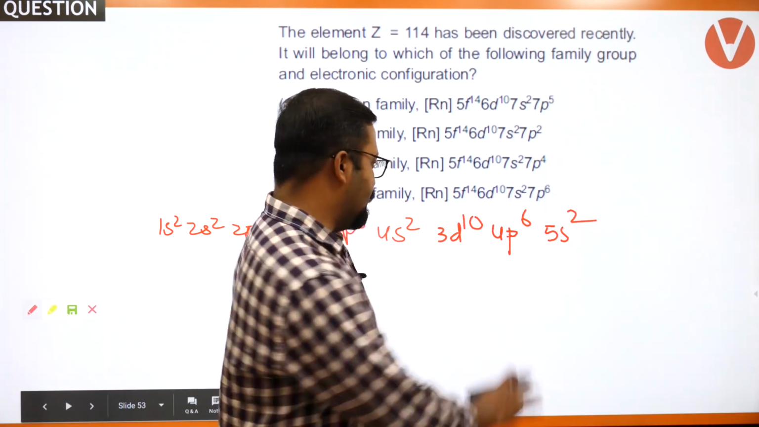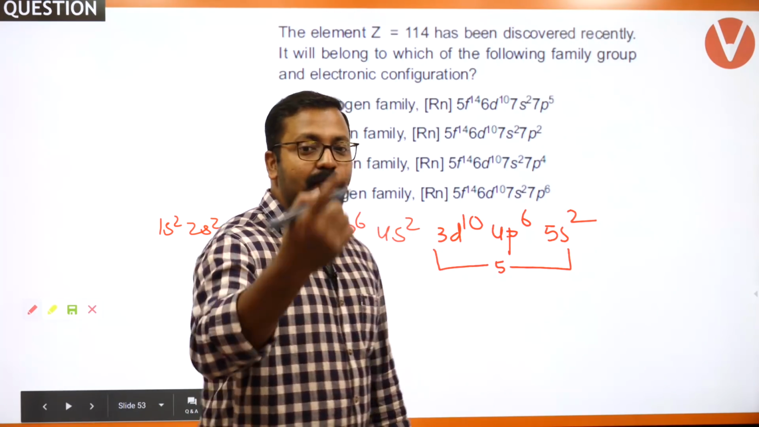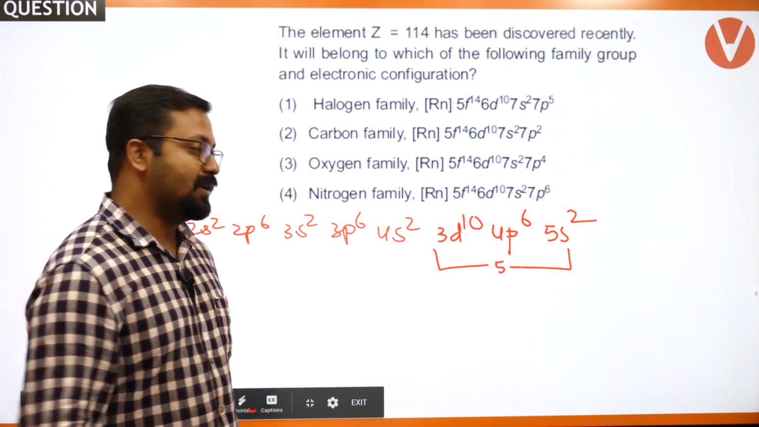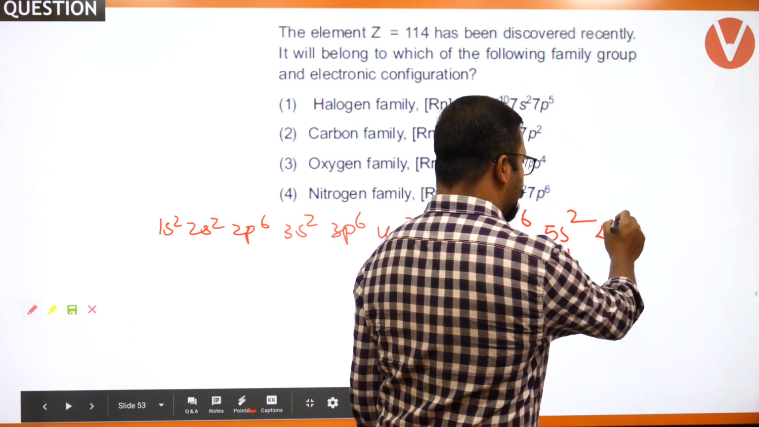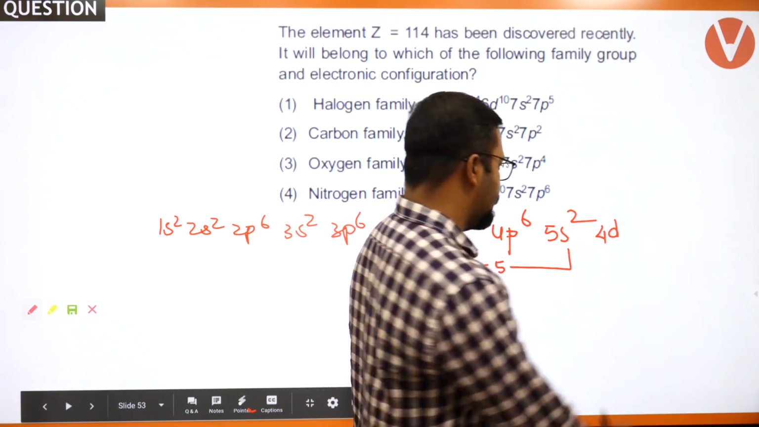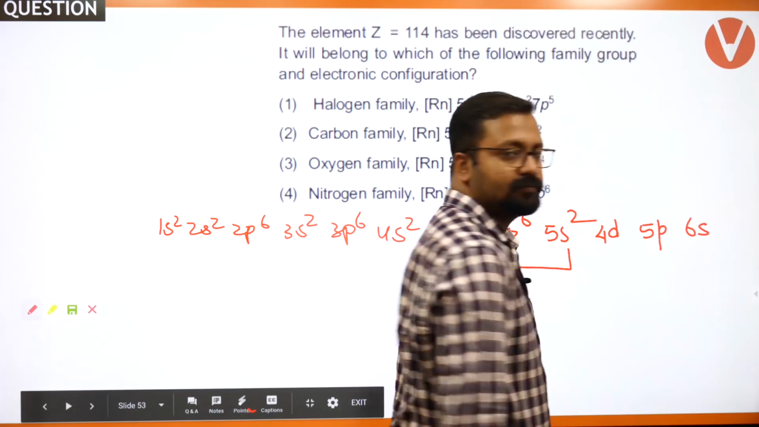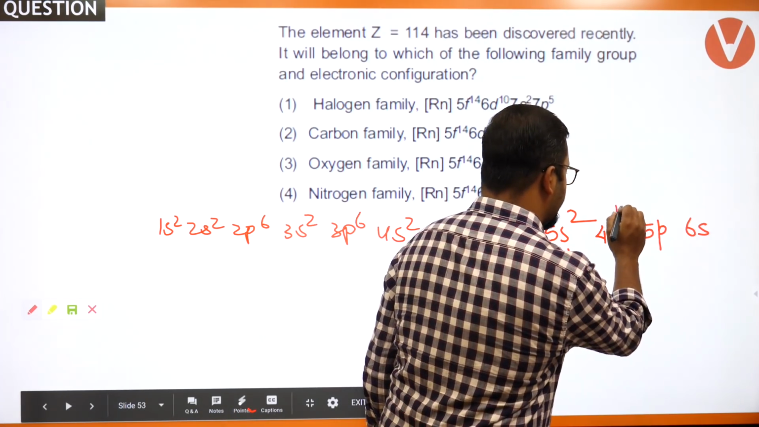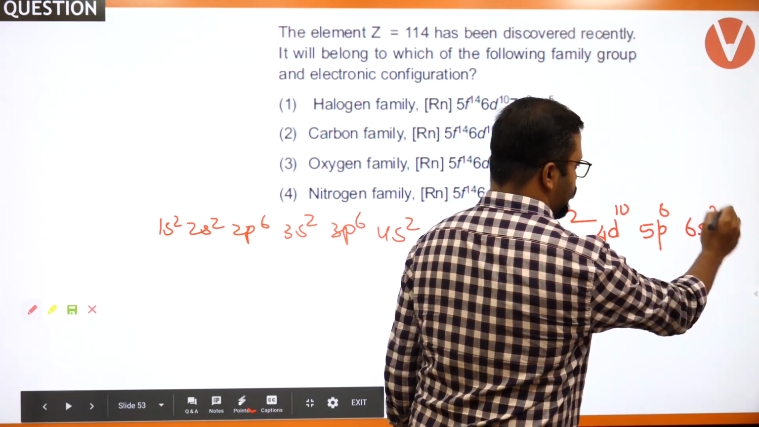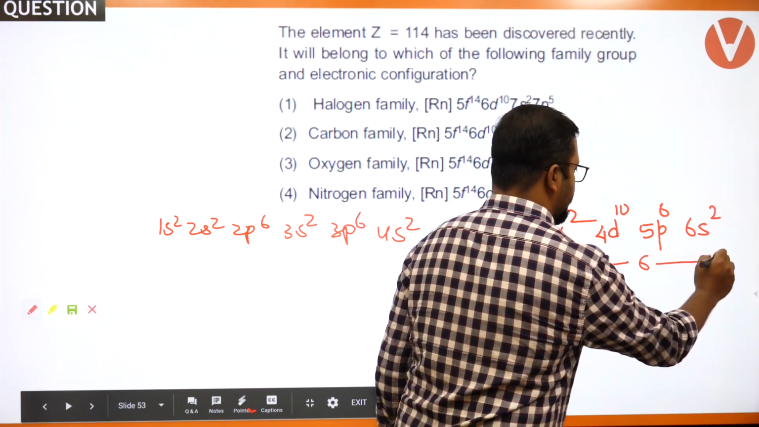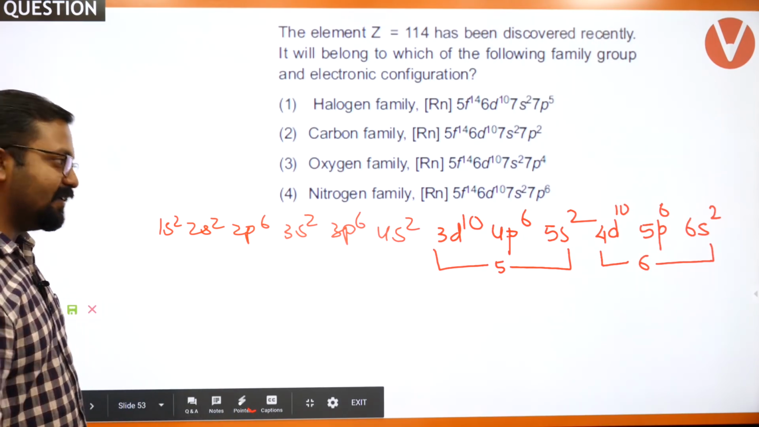Okay. Now all of these three will become 5. Now the n plus l value that should come is 6. So 6 will be 4d, 5p, 6s. So this will be 10, this will be 6, this will be 2. All of these will turn out to have the n plus l value as 6. After 6 comes 7.